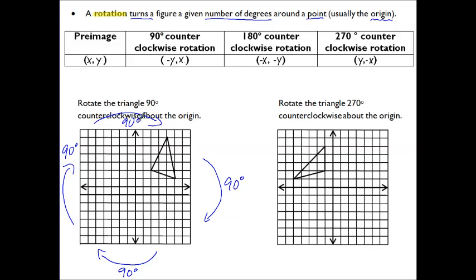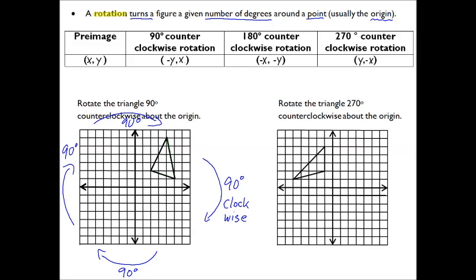In this table here, it also tells you what happens to the coordinates. You should memorize this, and we will get back to it to think about some tricks to make that easier. So let's look at the example on the left. Here we're supposed to rotate the triangle 90 degrees counterclockwise about the origin. 90 degrees counterclockwise means that we're going against the clock into the next quadrant.